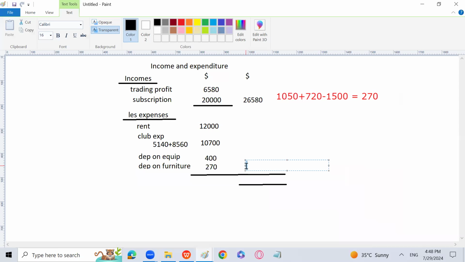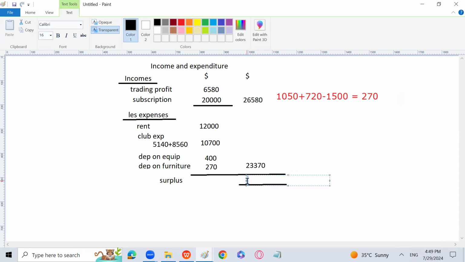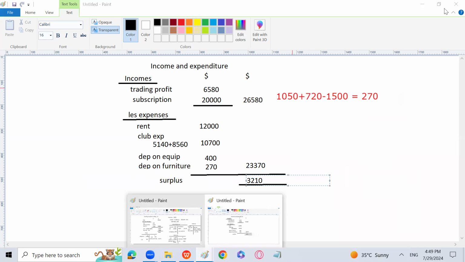Total expenses, how many? 23,370, right? So there is going to be surplus. We'll subtract 26,580 minus 23,370. How much is the surplus? 3,210. So this is the surplus we are having. 3,210 is the answer of the surplus. So we have done that, and the surplus is going to be 3,210. So we have prepared the income and expenditure account also regarding all the expenses.